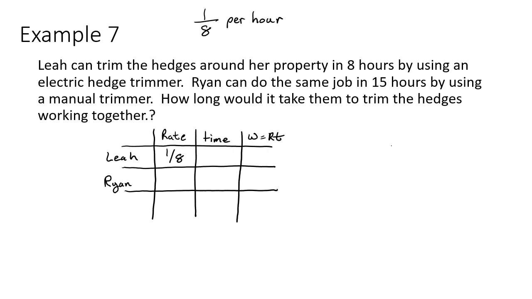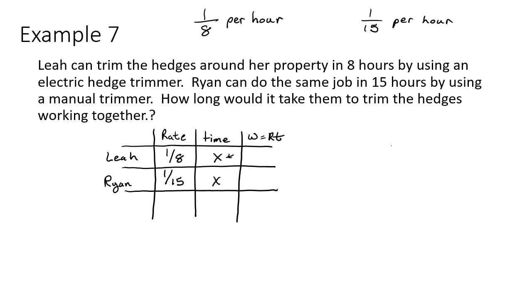Similar then for Ryan, if he completes the job in 15 hours alone, he is completing 1/15 of the job per hour. So his rate is going to be 1/15. The time is actually not their time individually. Be careful, that's an easy mistake to make. This time represents when they're working together. And that's actually what we're trying to find here. How long does it take them to complete the job if they're working together?